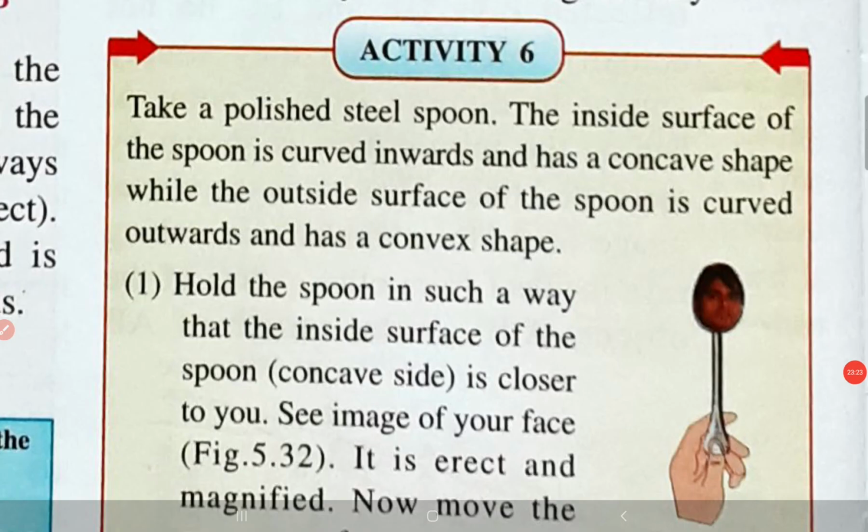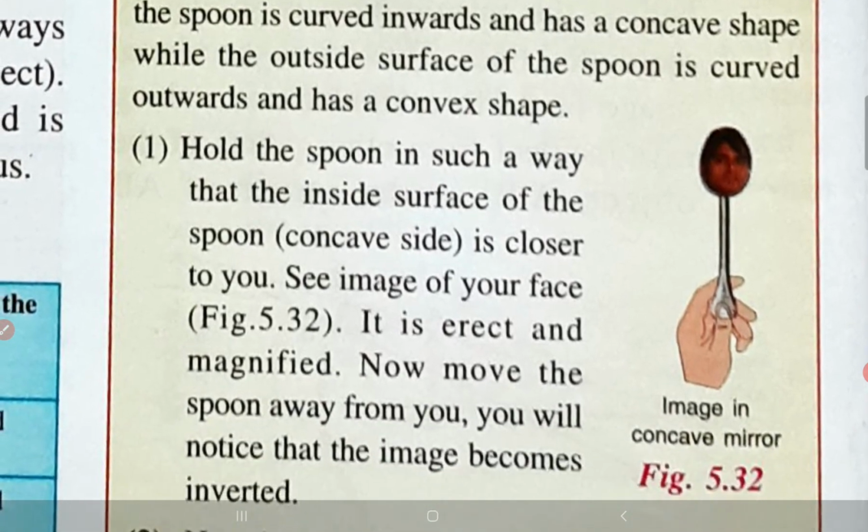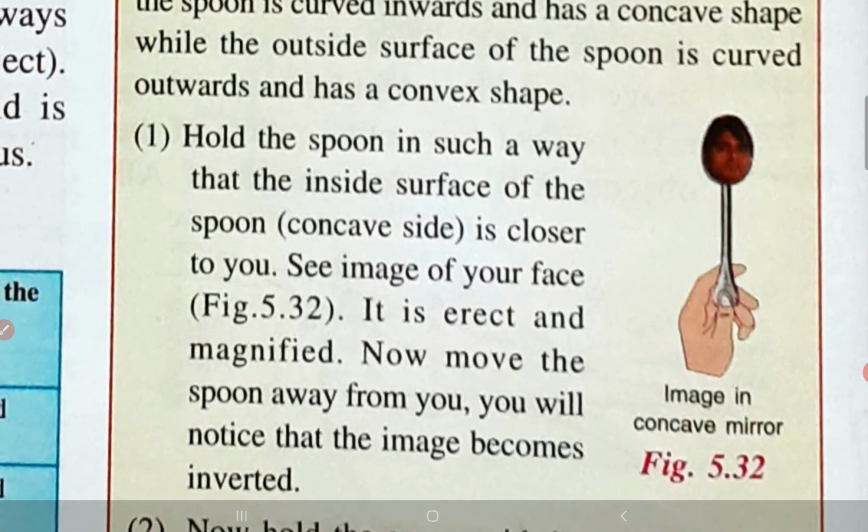Now coming to the activity part, take a polished steel spoon, the normal spoon. Polished means it should be shiny. The inside surface of the spoon is curved inward and has a concave shape, while the outside surface of the spoon is curved outward and it has a convex shape. Hold the spoon in such a way that the inside curved surface is closer to you. See the image on your face, it is erect and magnified. Now move the spoon away from you, you will notice that the image becomes inverted.